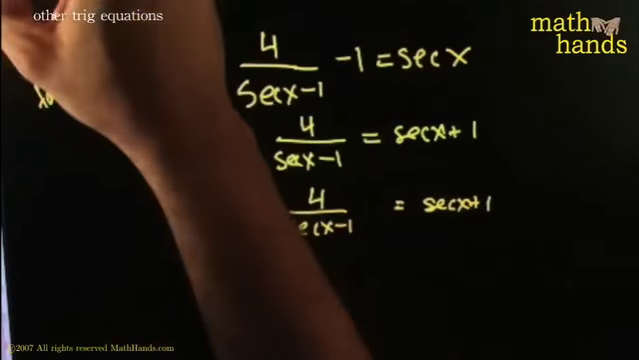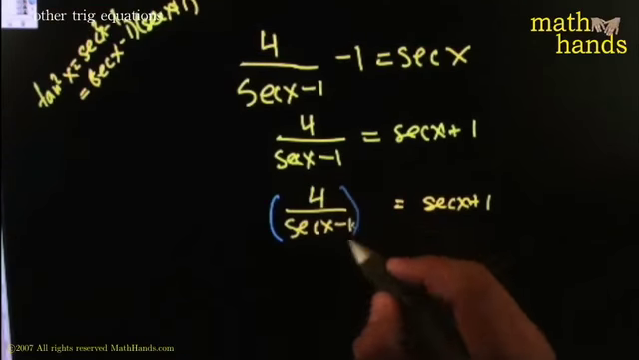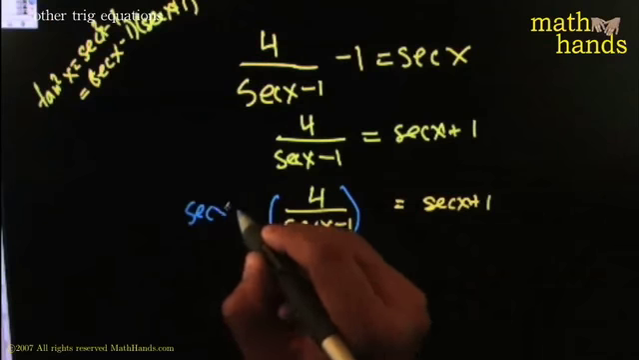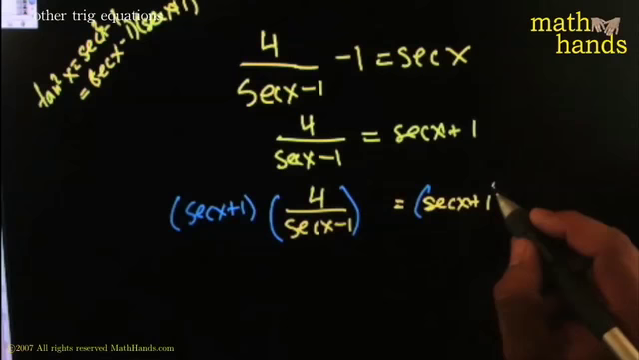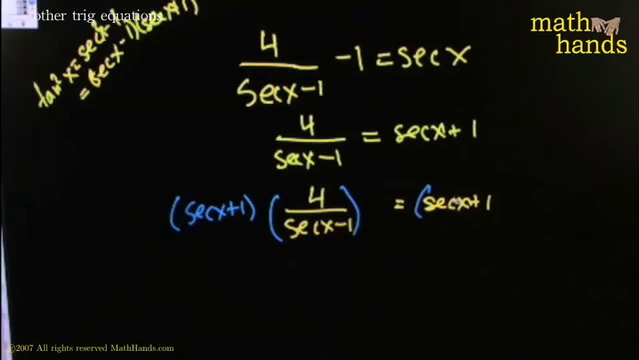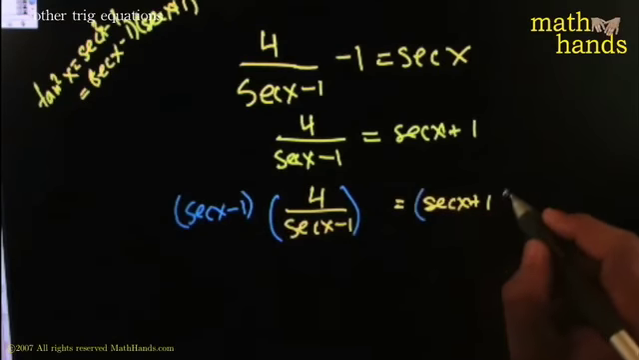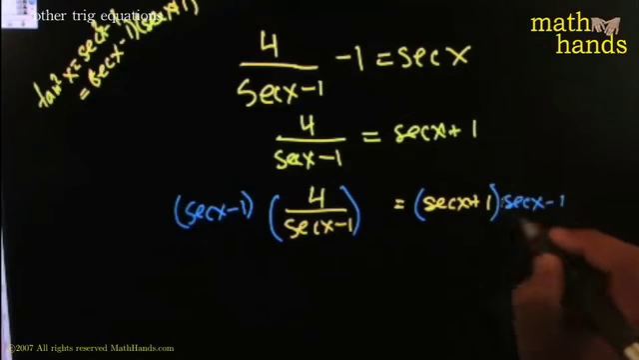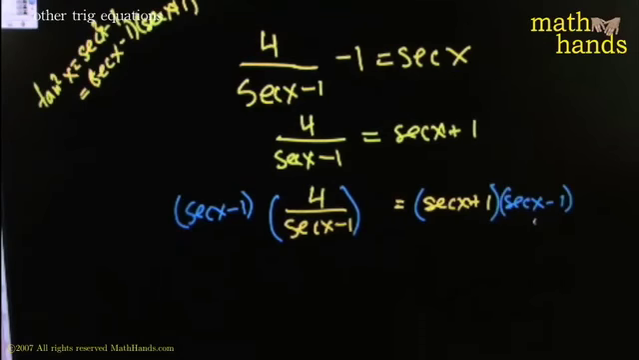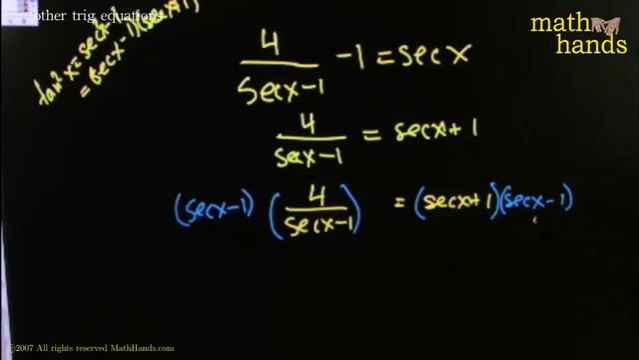Here's what's going to happen, okay? I'm going to multiply the left side by secant x plus 1, and I'll multiply the right side, undo that, by secant x minus 1, so I could cancel the bottom. So I'm multiplying both sides by that. And when you do that, nice things should start happening here.